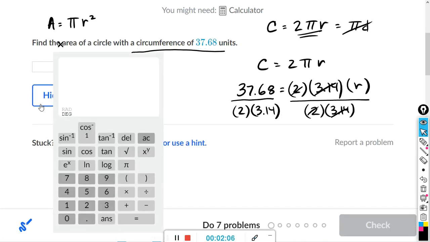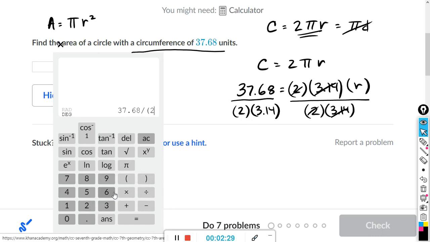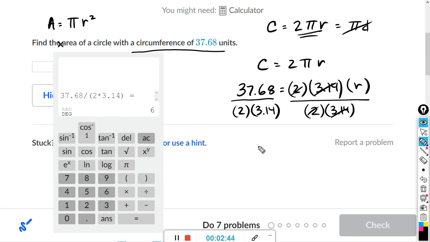We're going to need the calculator. I just clicked on Show Calculator, but of course you can use your own. I'm going to do 37.68 divided by this whole thing, so I hit divide and use parentheses: 2 times 3.14, and then close the parentheses. I hit equals, and I get 6. So this whole thing is just 6, and that equals the radius, r.